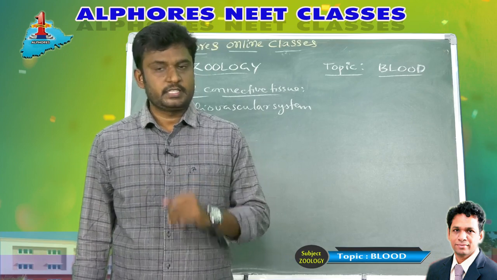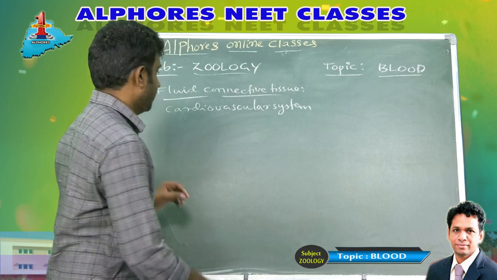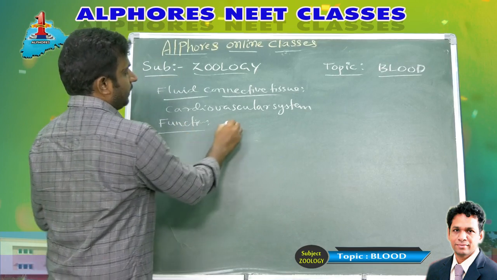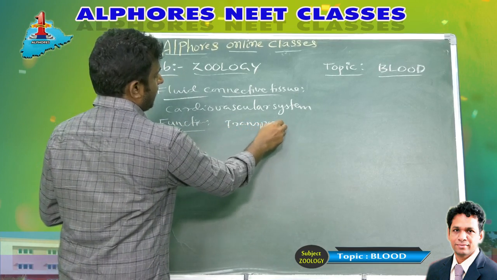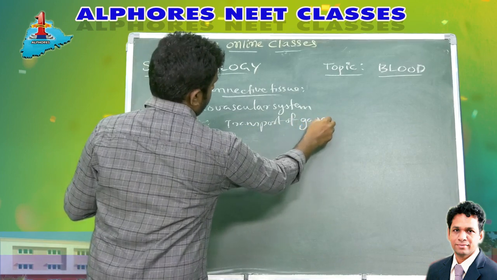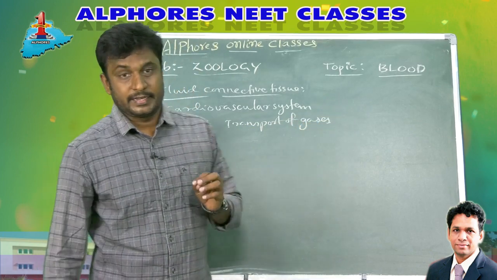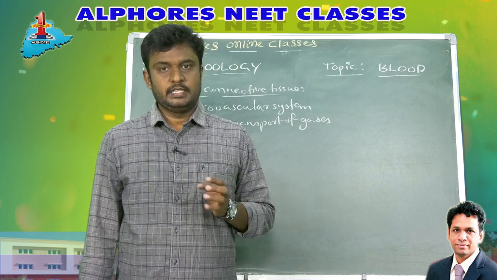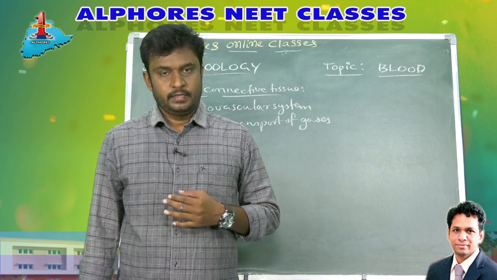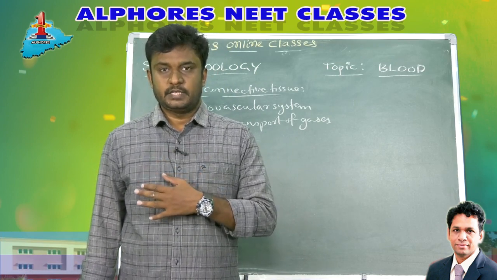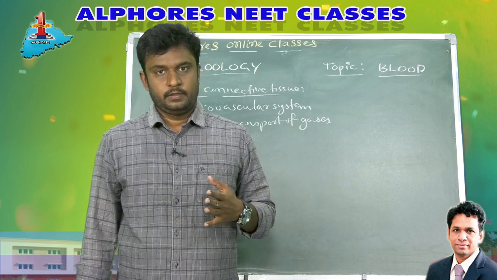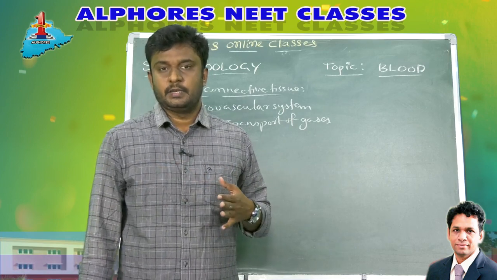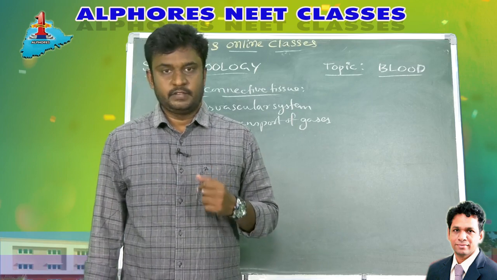First, we look at the functions of blood. What are the functions of blood? So, blood is useful for transport of gases, like oxygen and carbon dioxide. Oxygen, which is present in the lungs, is transported to the different parts of the body. Then carbon dioxide, which is formed in different parts of the body, is transported to the lungs through this medium only, through the fluid connective tissue, through the blood only. Oxygen and carbon dioxide are transported. That is the first function.